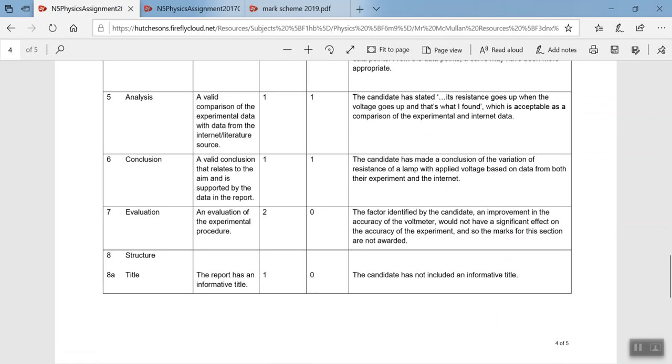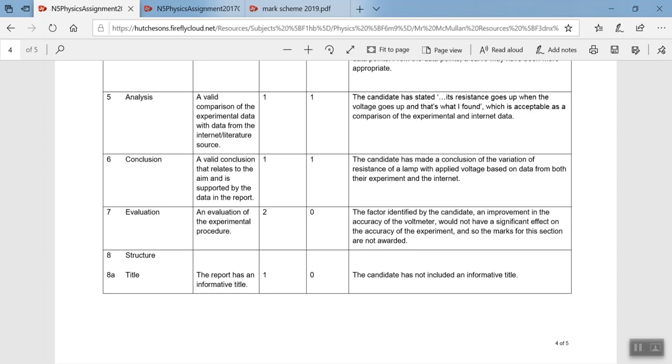Their analysis, they stated that its resistance goes up when the voltage goes up, and that is what they found. That is true. The conclusion, they realised that the resistance of the lamp varied as the voltage varied, and this was confirmed in the internet source, so they did answer their aim, which is 1 out of 1. The evaluation, the factor identified by the candidate, an improvement in the accuracy of the voltmeter, would not have a significant effect. Okay. You need to choose something which would make your experiment better rather than just saying use better equipment.